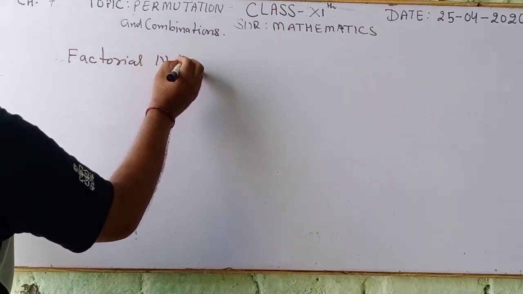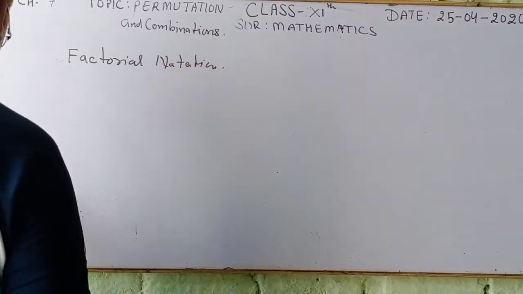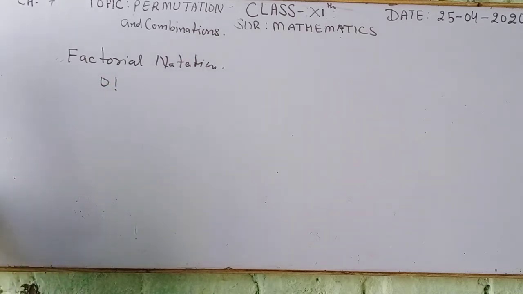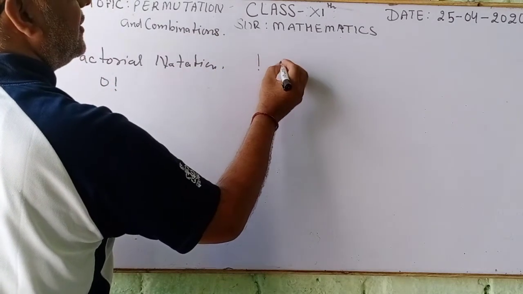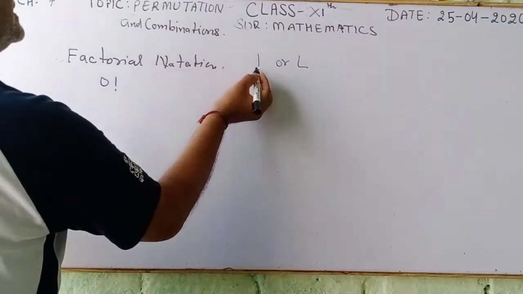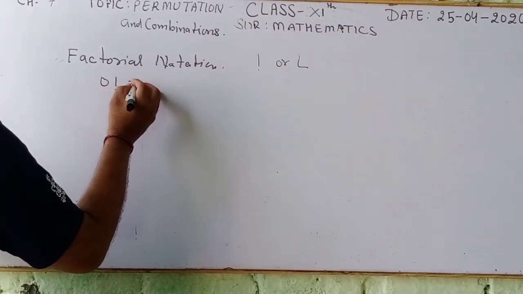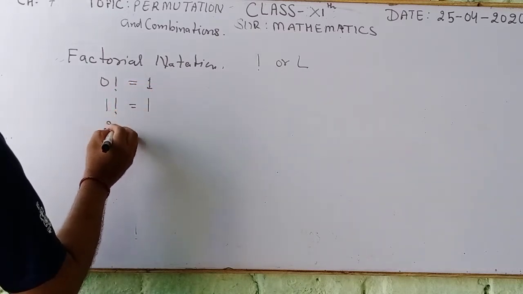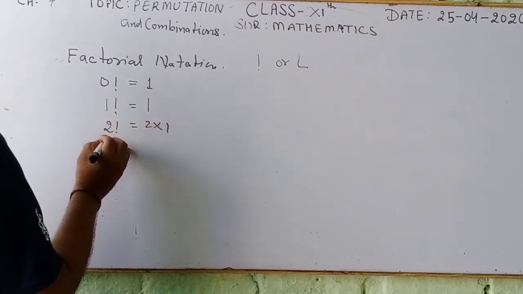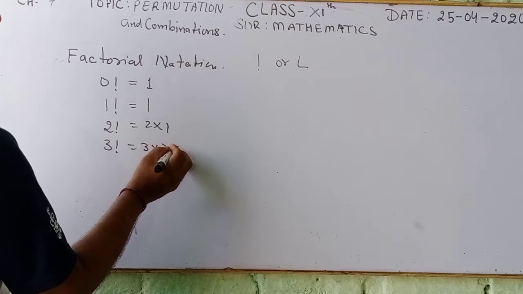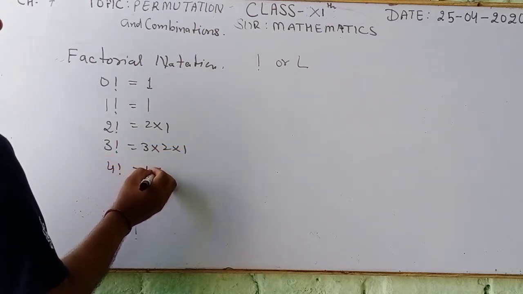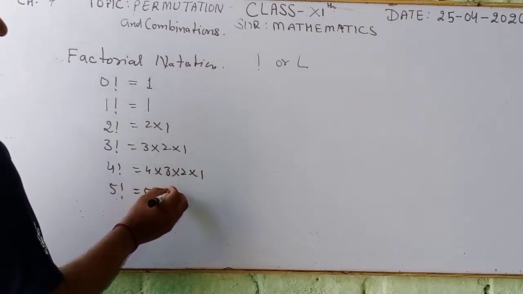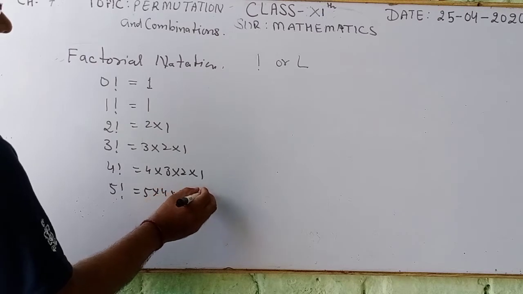Factorial notation. We write down 0 factorial. Factorial can be written with this sign or also this sign. 0 factorial, this is the axiom, we are taking equal to 1. 1 factorial means 1, and 2 factorial means 2 into 1. 3 factorial means 3 into 2 into 1. 4 factorial means 4 into 3 into 2 into 1. 5 factorial means 5 into 4 into 3 into 2 into 1.